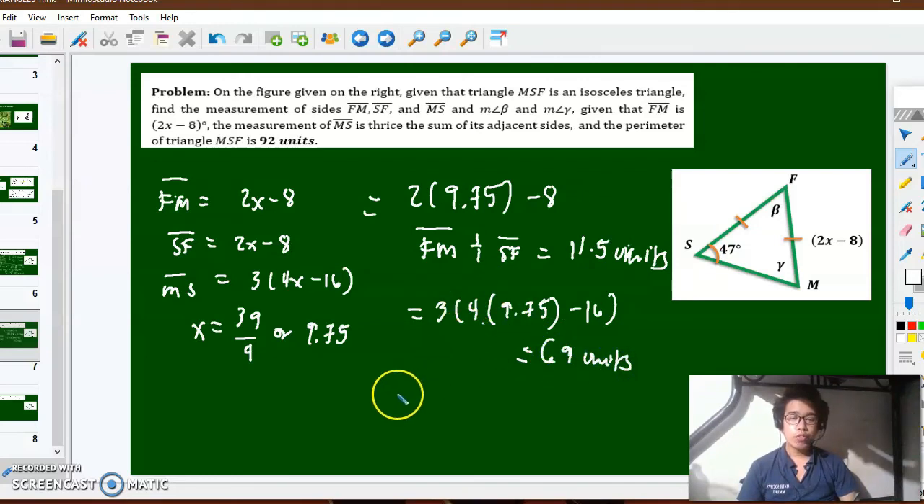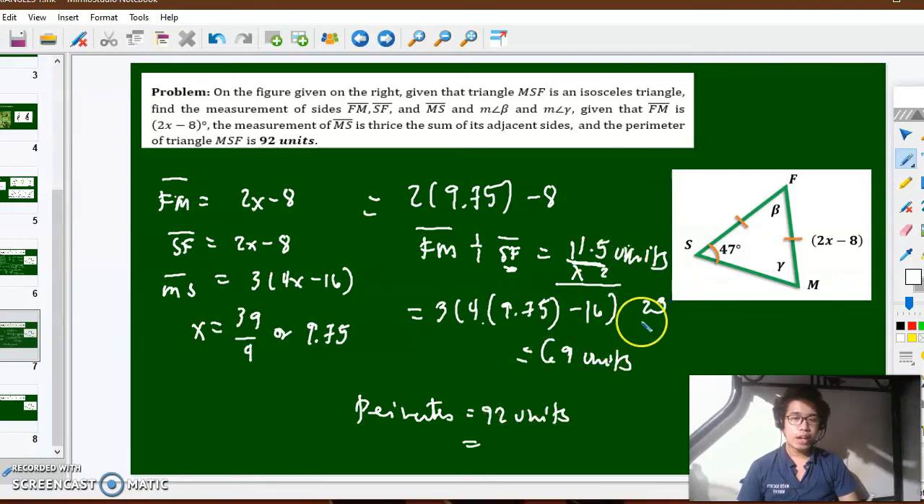But the perimeter has to be 92 units. So what we're going to do here is multiply 11.5 by 2, because this is just the measurement of one side. This is just side FM. To get the other side, since they're congruent, we just multiply that by 2. So that will give you around 23 units.